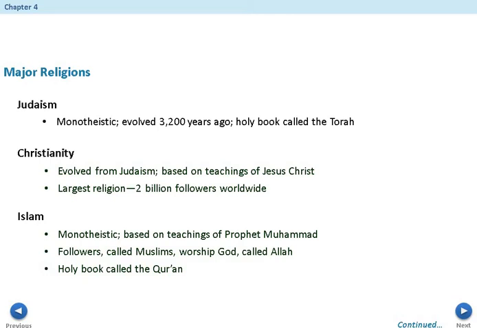This is monotheistic, again, belief in one God, evolved about 3,200 years ago, and their holy book is called the Torah. You also have Christianity, evolved from Judaism, which is based on the teachings of Jesus Christ. It is the largest religion with 2 billion followers worldwide. And then you have Islam. Islam is monotheistic, based on the teachings of the Prophet Muhammad. These followers are called Muslims. They worship their God called Allah, and their holy book is the Quran.